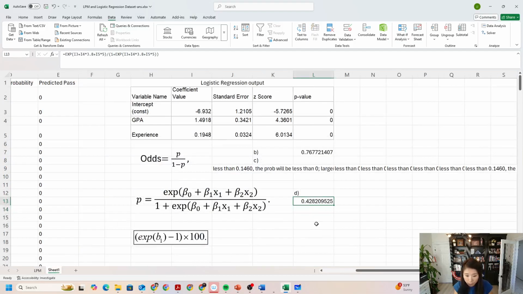So this is the answer for D. The probability for the candidate to pass the CFA Level 1 test given 5 years of experience and a GPA of 3.8 is 42.82%. Okay, great.